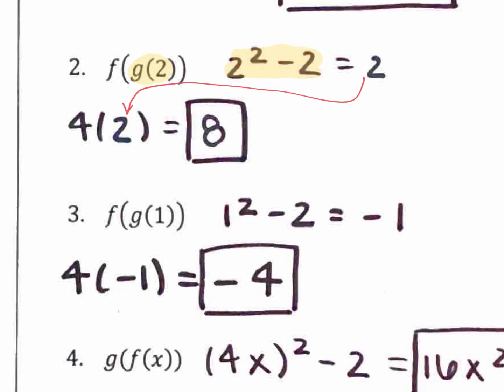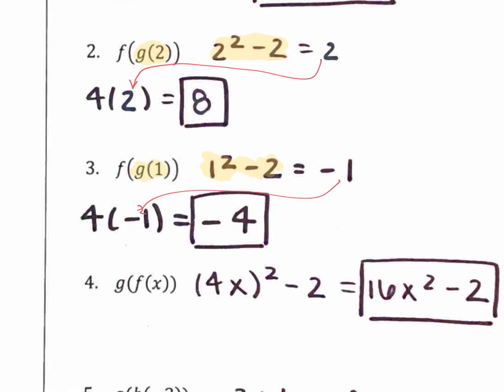If I want f of g of 1, I first have to figure out what g of 1 is. So I take 1 squared and take away 2. I then take that result and throw that into the f function. The f function is 4 times something.